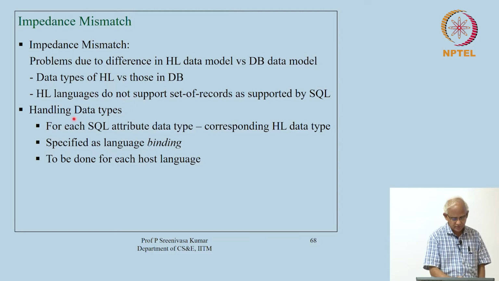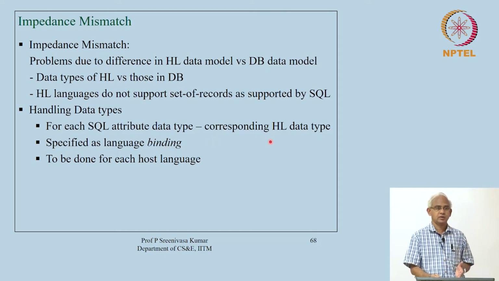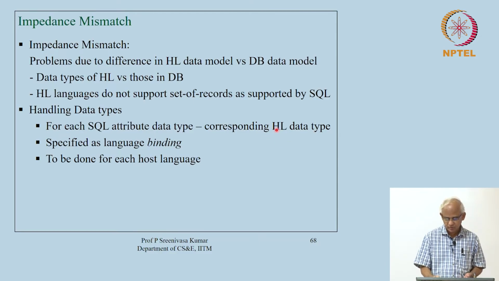For handling these data type mismatches, for each of the SQL attribute data types that are possible in the standard, the corresponding high level language data types will be specified as part of a binding. It is called a language binding, and this language binding has to be done for all the host languages. It is more like an indication, saying that this is the nearest host language data type that we can make use of.